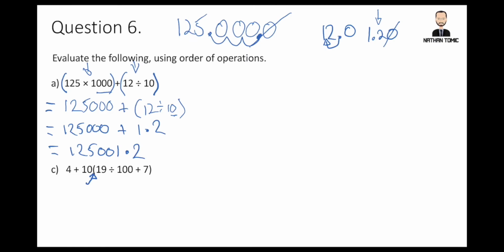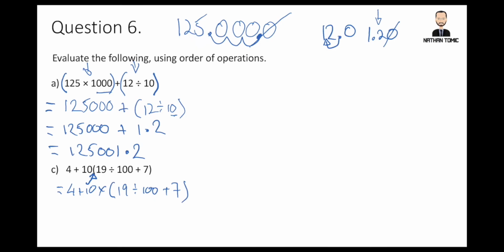It's very, very common when we start talking about algebra, but it also works when you've got a number multiplied by something in a bracket. So if it helps you to rewrite it, you can. So you can say it's 4 plus 10 multiplied by 19 divided by 100 plus 7. So if you need to rewrite it to remind yourself that that multiply is actually there, you should do that.